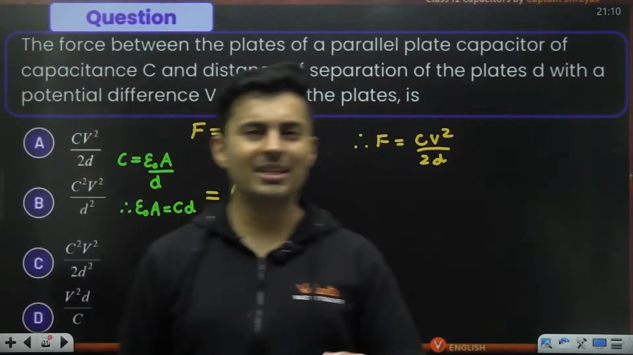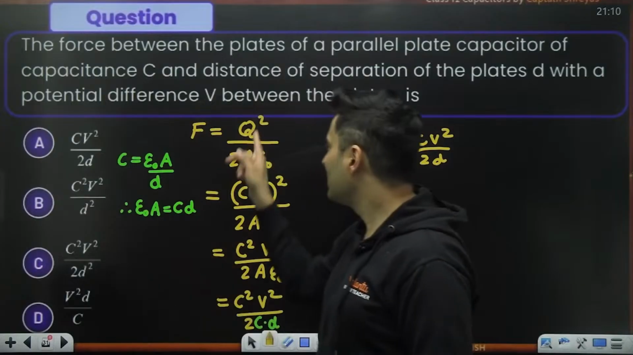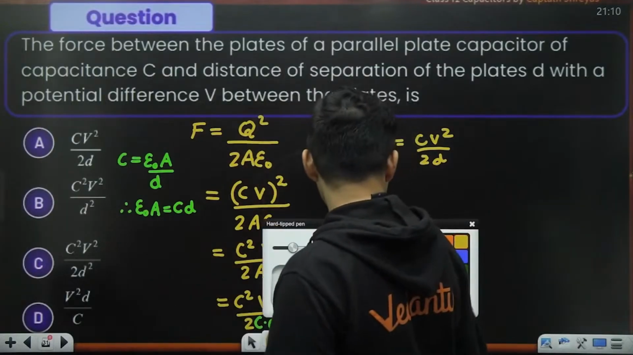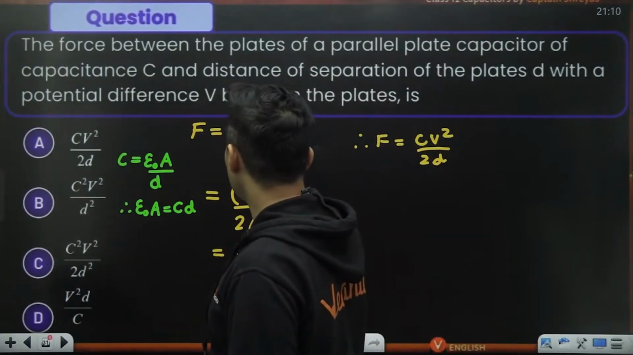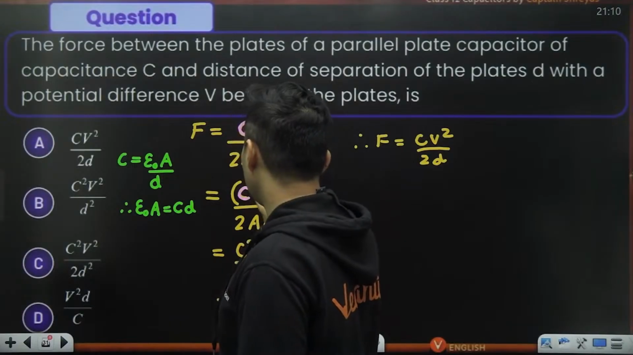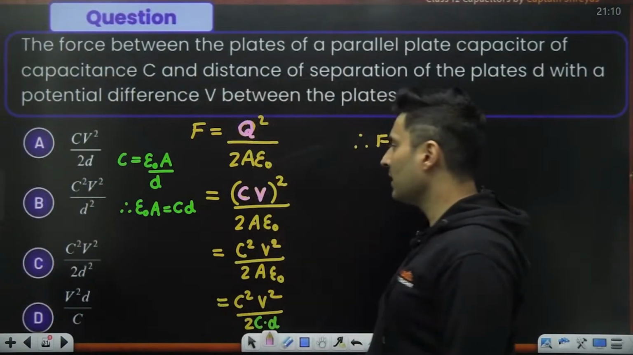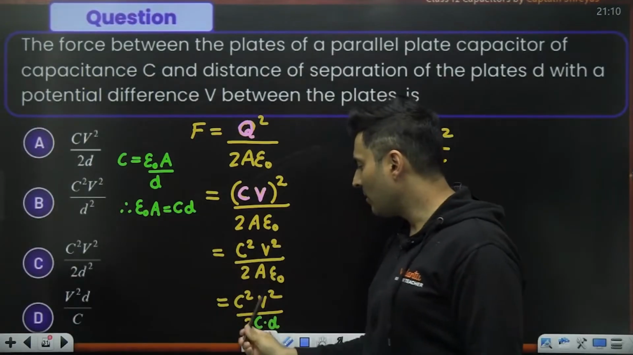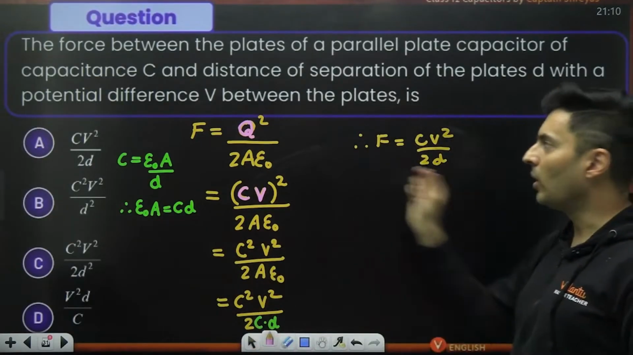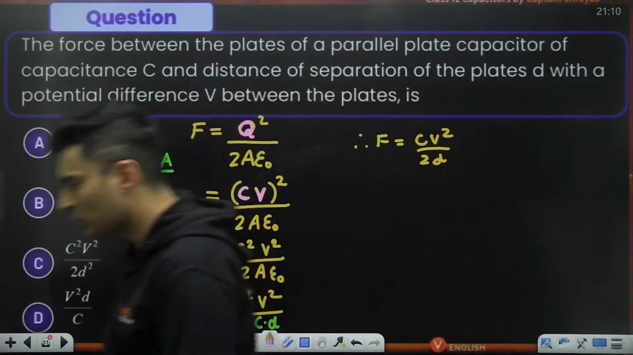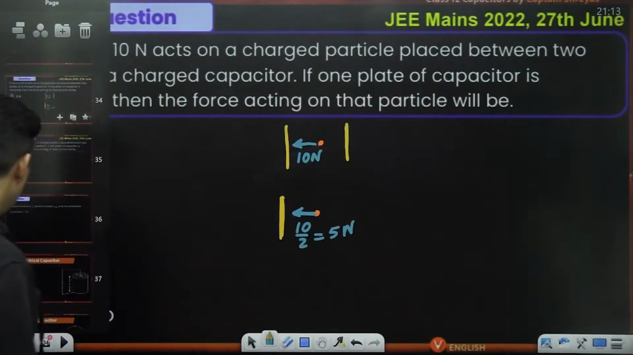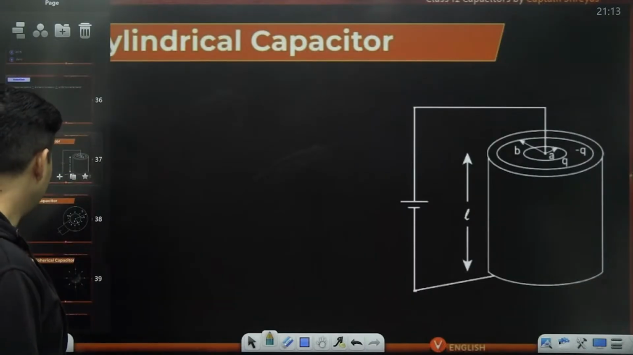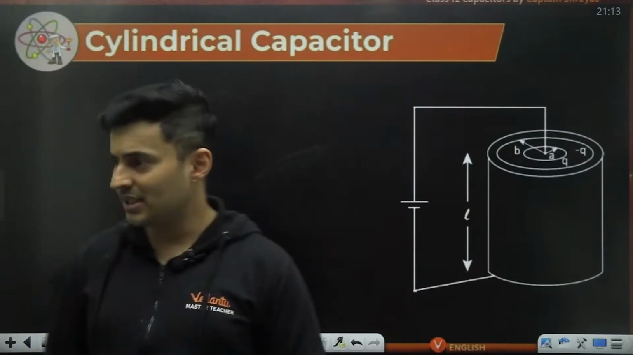Got it? So just had to manipulate it. Charge was C into V. That is the first formula which we have used. So Q over here is capacitance into voltage. The next thing that we used is epsilon naught A. I converted into C into D, and replacing that, C and C cancelled, and we got option A. Yes, very good, Spidey. Very good, Rama. Moving on now to the other 2-3 types of capacitors which are still remaining.